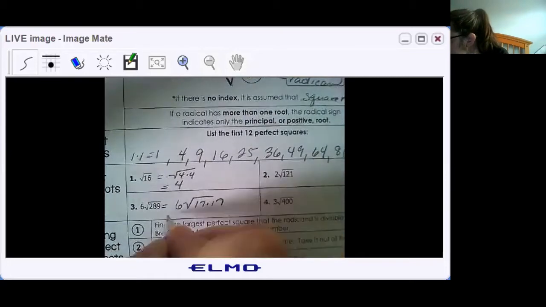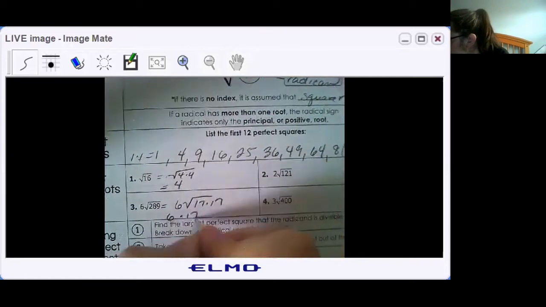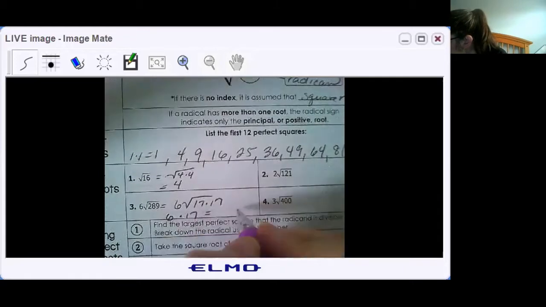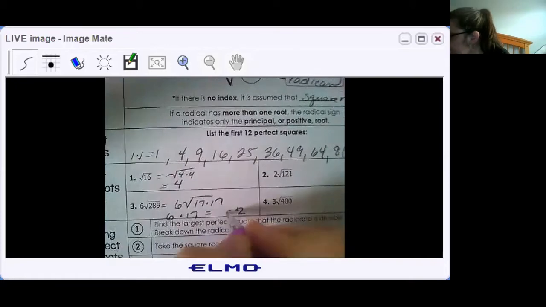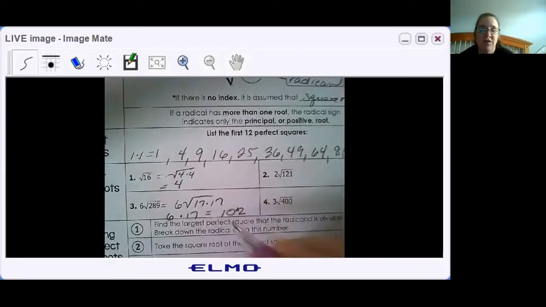So this becomes 6 times 17, which is 102. Okay. So it's not too bad.